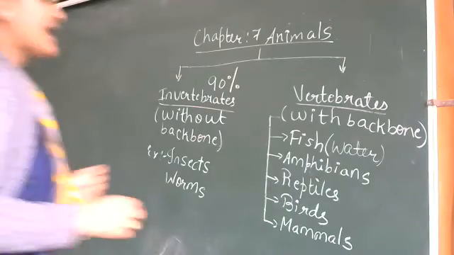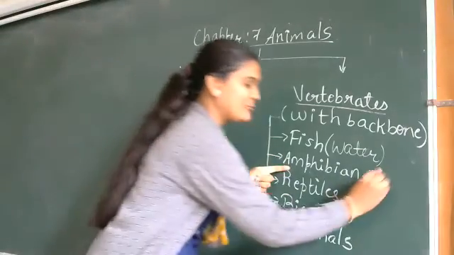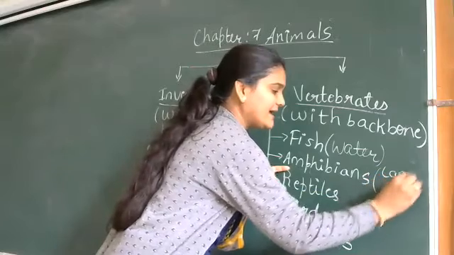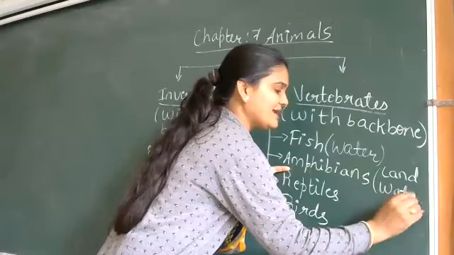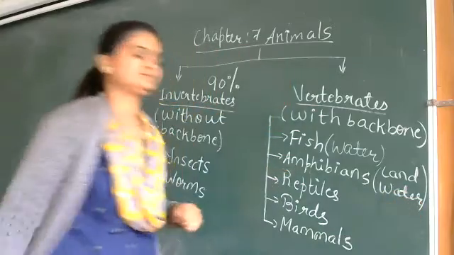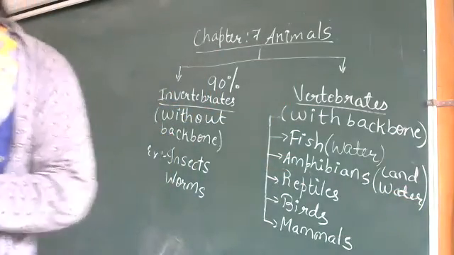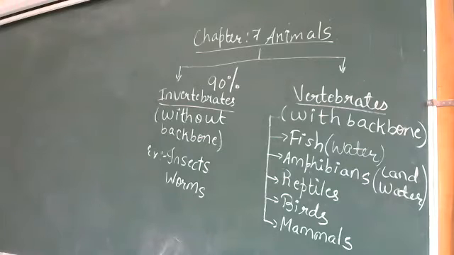Amphibians are the ones which live both on land and water. Can you give me an example for this? Example? Yes, frogs. Children, frogs are the examples for amphibians.